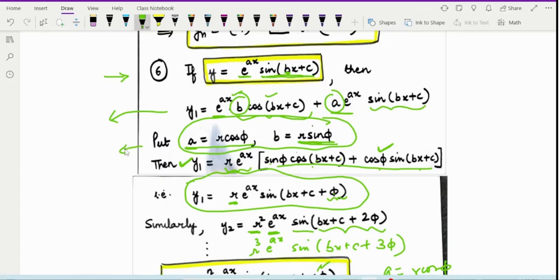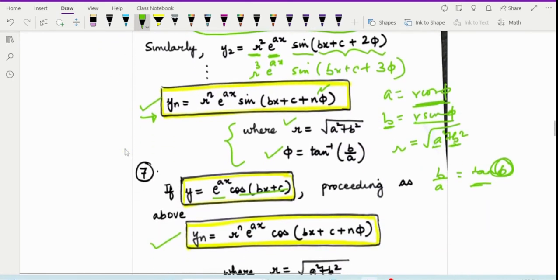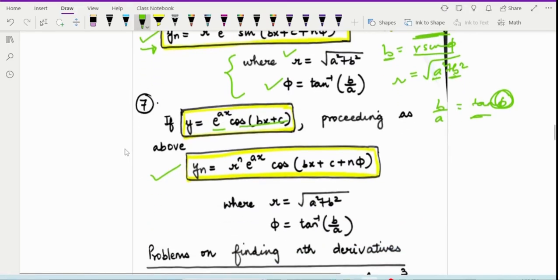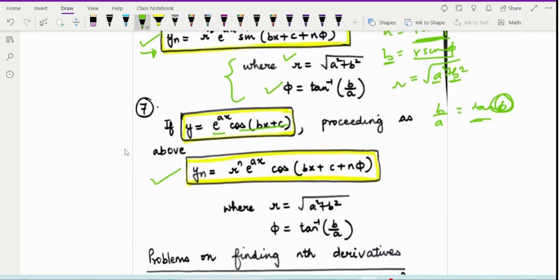So that makes you observe a pattern in terms of introducing the notations r and phi, which have the usual meaning in polar coordinates. r is the square root of a squared plus b squared, and phi is tan inverse of b by a. Similarly, you have a very similar formula appearing for e to the power ax cos(bx + c).